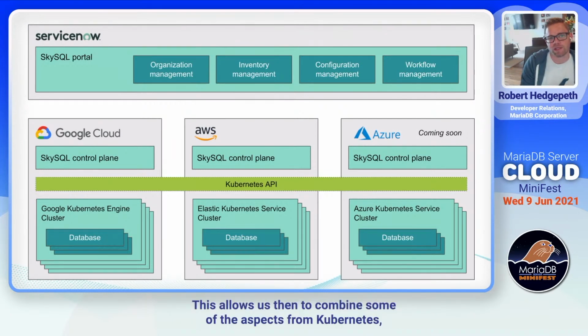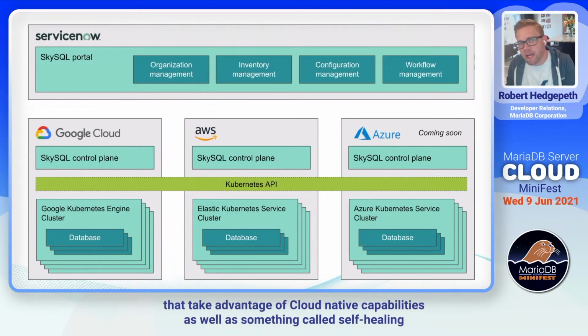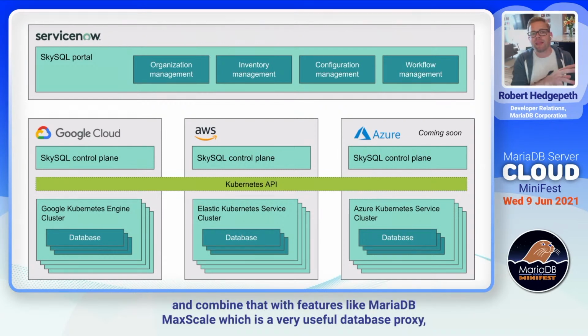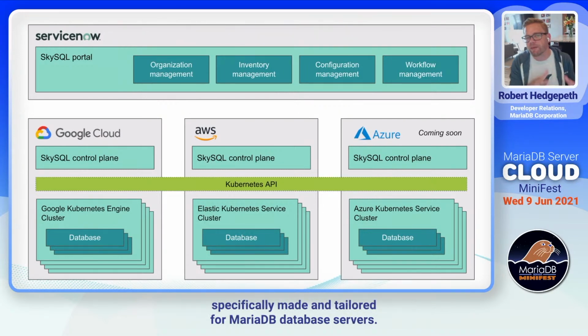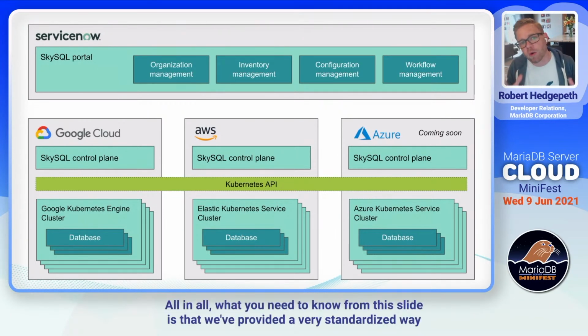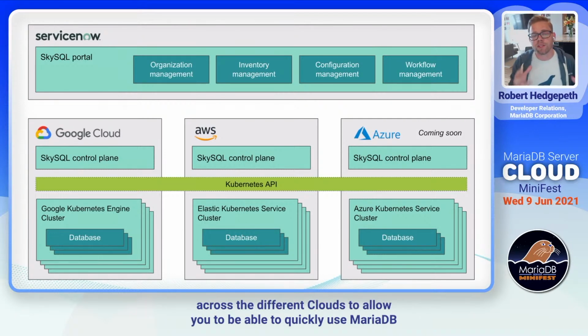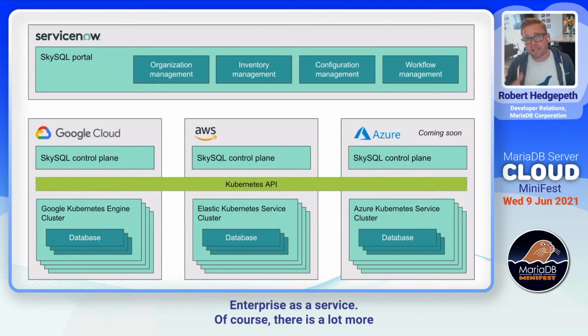And this allows us then to combine some of the aspects from Kubernetes that take advantage of cloud native capabilities, as well as something called self-healing, and combine that with features like MariaDB MaxScale, which is a very useful database proxy specifically made and tailored for MariaDB database servers. All in all, what you need to know from this slide is that we've provided a very standardized way across the different clouds to allow you to quickly use MariaDB Enterprise as a service.